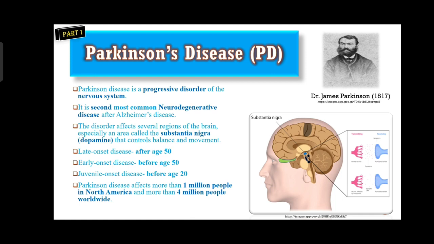There are a few criteria: after age 50 it is called late onset disease, before age 50 it is called early onset disease, and before age 20 it is called juvenile onset disease. This disease affects more than 1 million people in North America and more than 4 million people throughout the world.